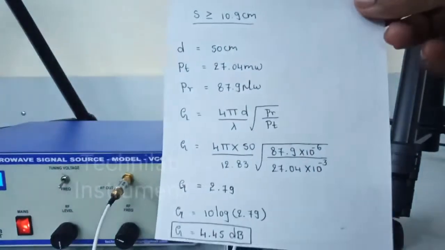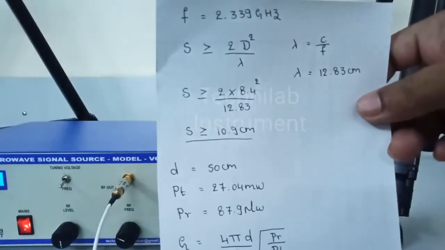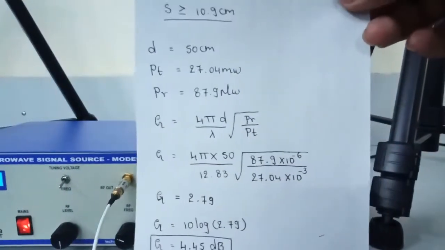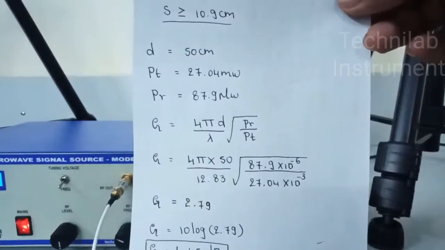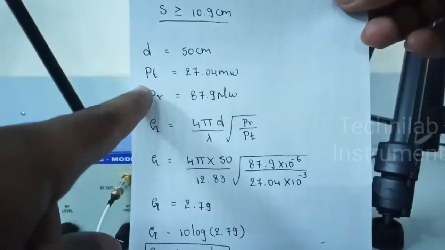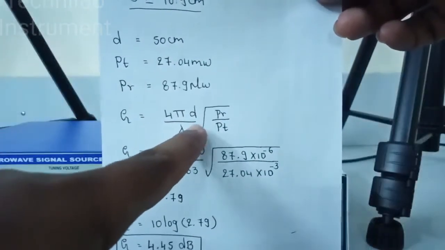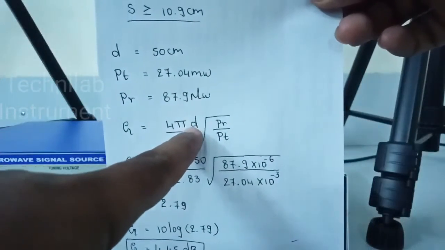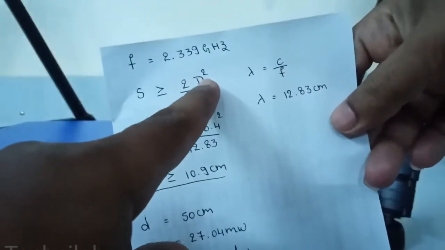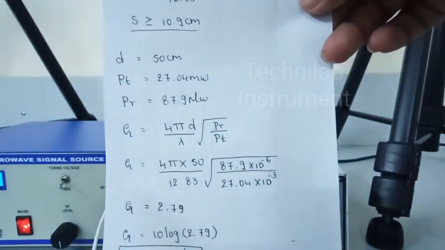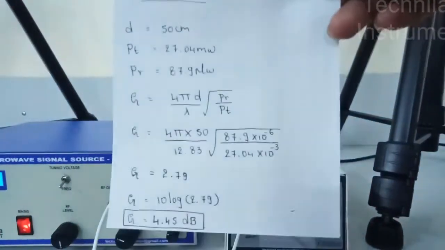See, this is the S calculation, already done. Now the gain calculation. D, you have to note down as 50 centimeters. Here is D, PT, PR. Gain is equal to 4 pi D by lambda. This D is the distance between Tx and Rx. Don't confuse. Here also one D is there, this is the broader dimension of the antenna. This D is the distance between Tx and Rx. Don't confuse, both are called D only.